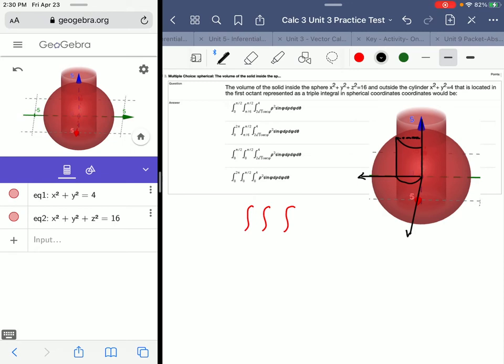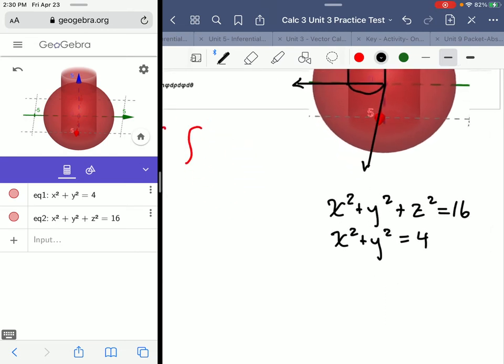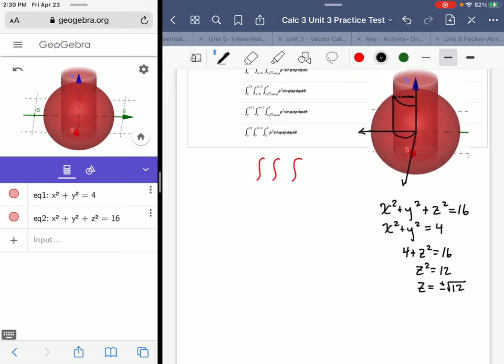So it would make sense for us to figure out the intersection between the two, where one ends and the other begins. So we have x squared plus y squared plus z squared is equal to 16. And we know x squared plus y squared is equal to 4. So by direct substitution, 4 plus z squared is equal to 16, which means z squared is equal to 12, which means z is equal to plus or minus the square root of 12. All right, so we can hold that piece of information.